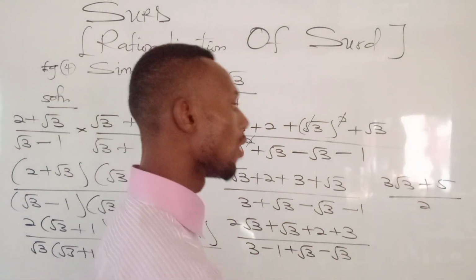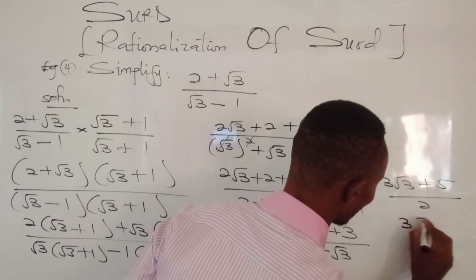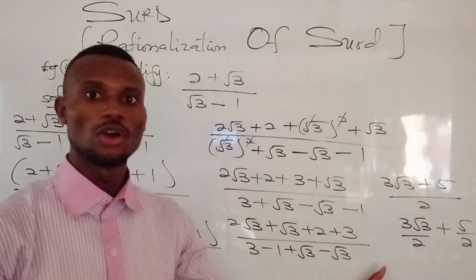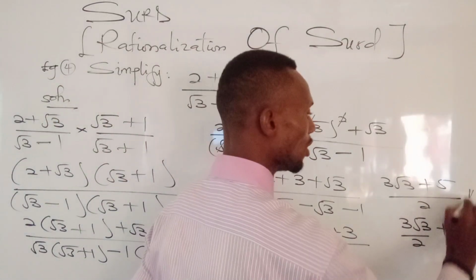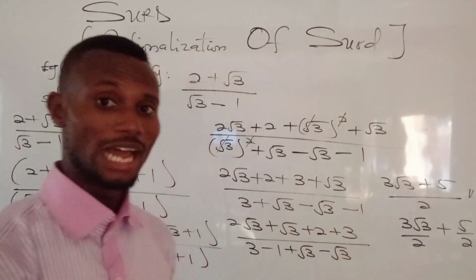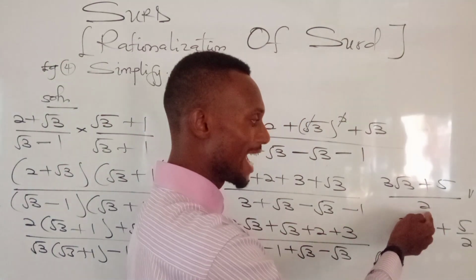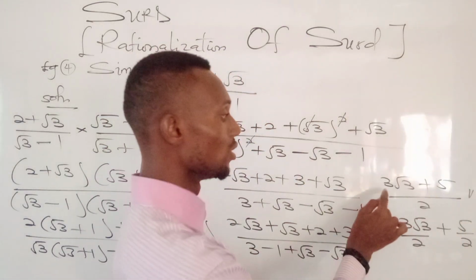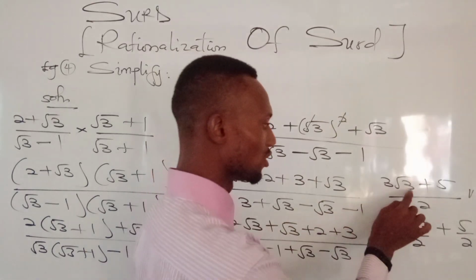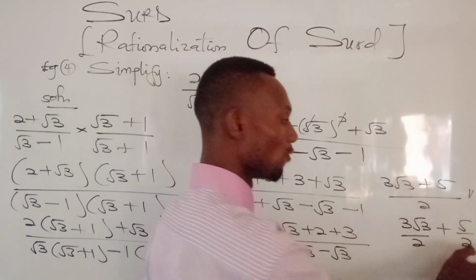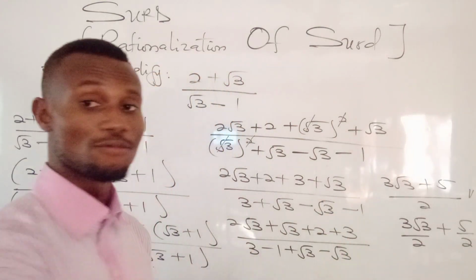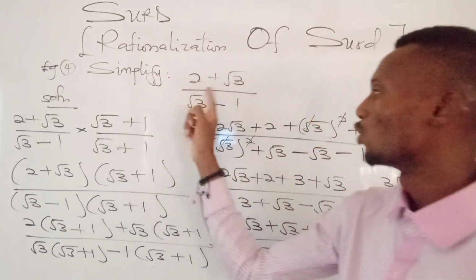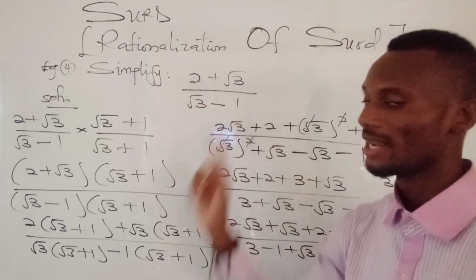Or you can go ahead and write it as 3 root 3 all over 2 plus 5 all over 2. You can leave your answer like this as well. Either you leave it like this or you can also leave it like this. It's the same thing. I've explained to you that the 2 here at the denominator affects each term at the numerator, so we can separate it by writing it as 3 root 3 all over 2 plus 5 over 2, which is the same thing. So this is your final answer for simplifying the question that we have on the board, which is 2 plus root 3 all over root 3 minus 1.